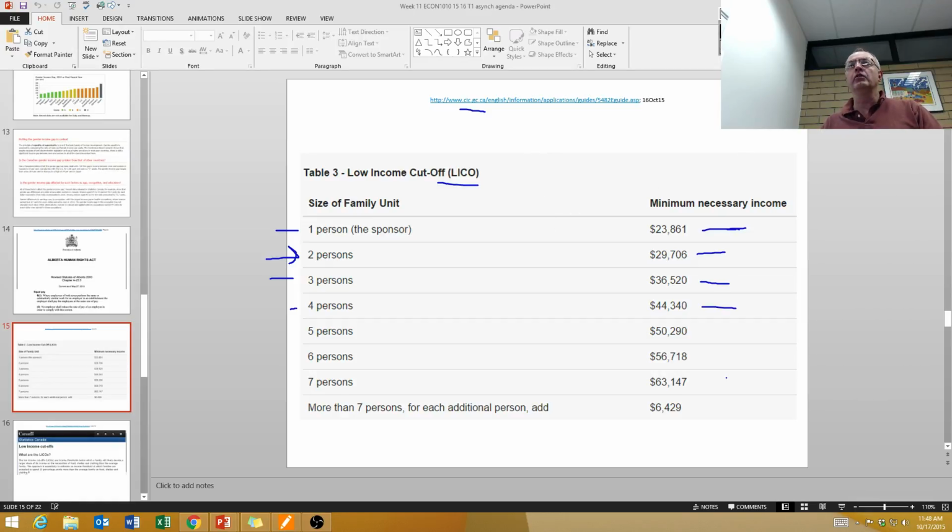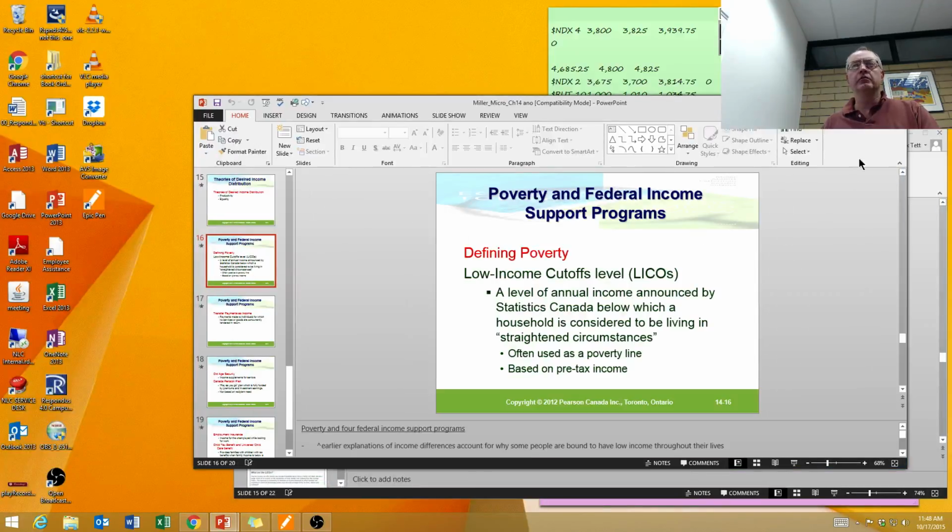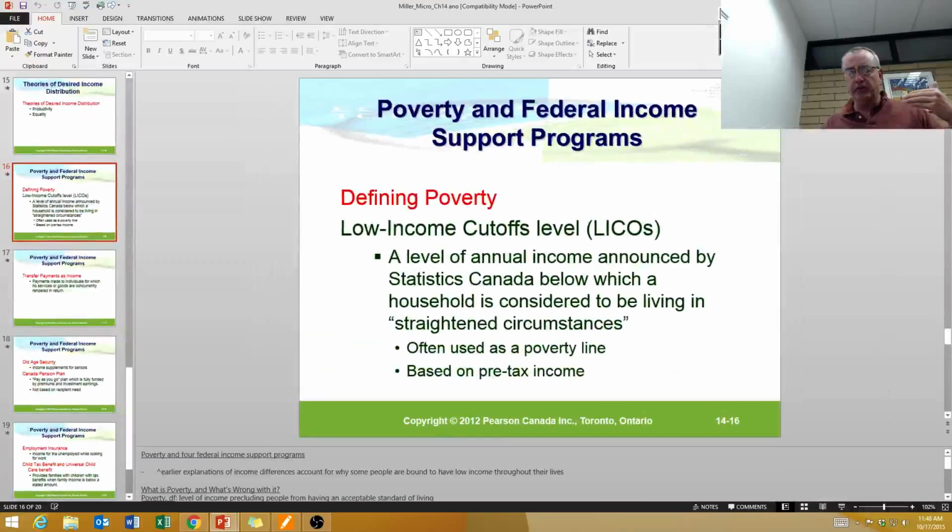Okay, so that's what poverty is in Canada. It's defined in this family size context. So my second part of the question is, if that's what poverty is, what's wrong with poverty? The answer is, that's probably the wrong question. The relevant question isn't what's wrong with poverty, but what are the consequences of poverty?